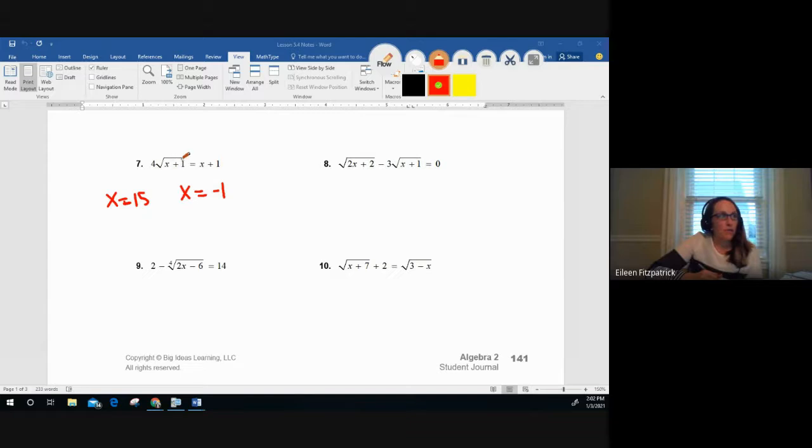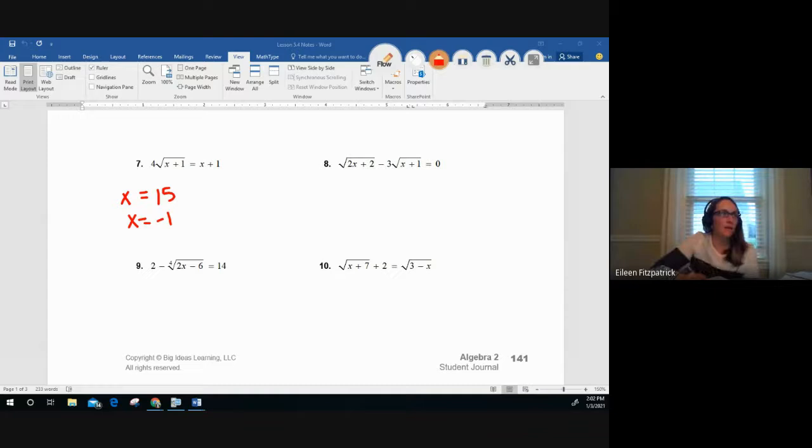Negative 1 plus 1, that's 0. Square root of 0 is 0. 0 times 4 is 0. Over here, negative 1 plus 1 is 0. So you'd have a 0 on both sides. That one works as well. Oops, sorry, didn't mean to delete that so quickly. So the two answers are 15 and negative 1.